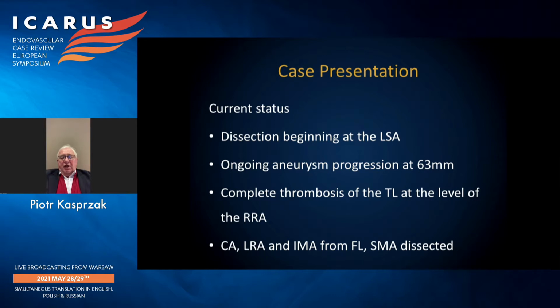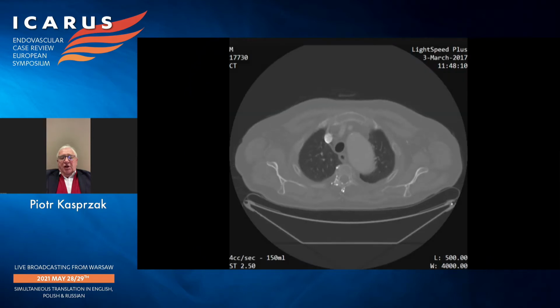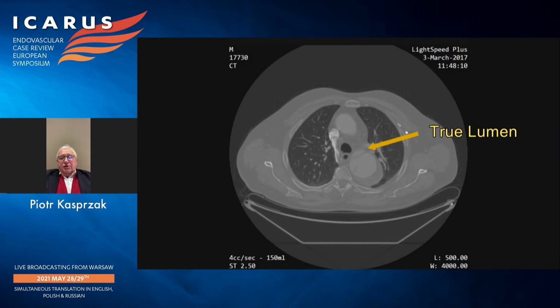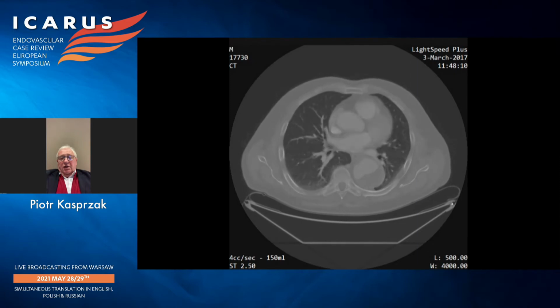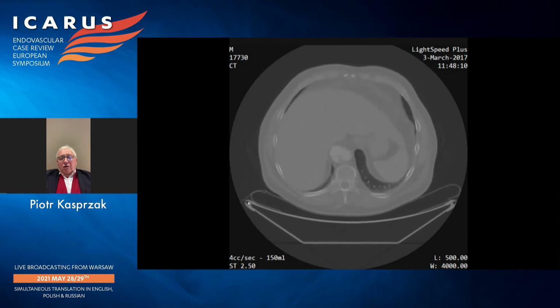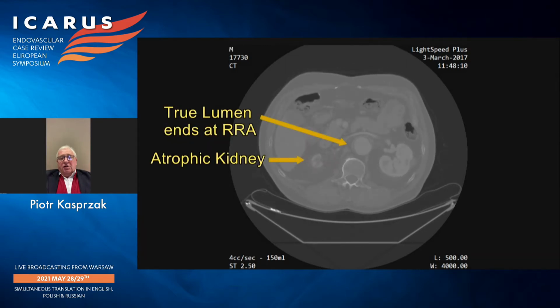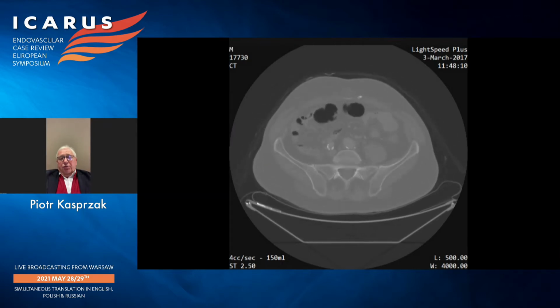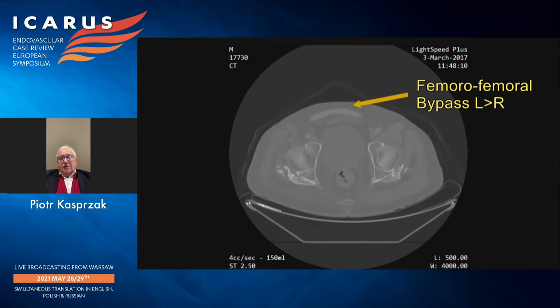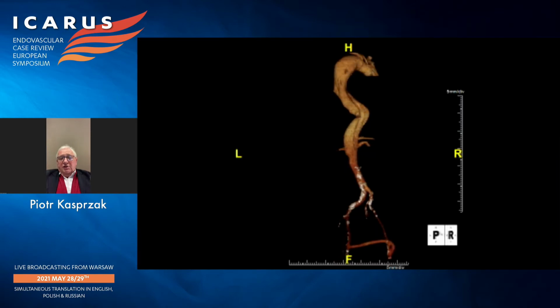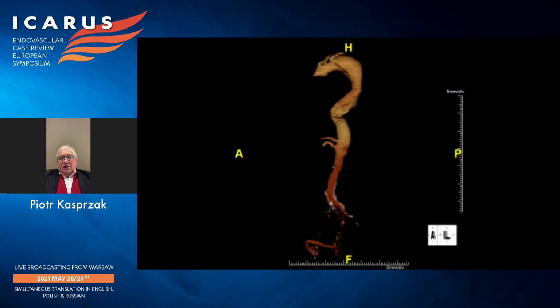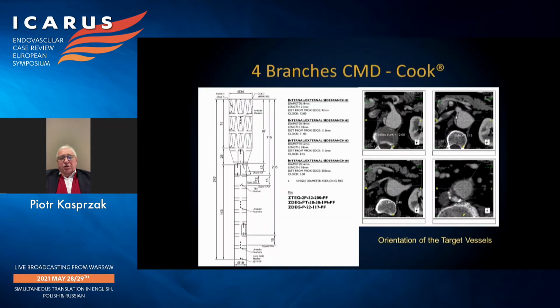Now, dissection beginning at the left subclavian artery, with ongoing annulus progression to 33 millimeters, and the true lumen, as you see here, is getting narrow and ends at the level of the right kidney, which is actually atrophic. When we follow this CTA, you will see at the bottom the femoral bypass due to the occlusion of the right iliac. So this is the CT before our procedure.